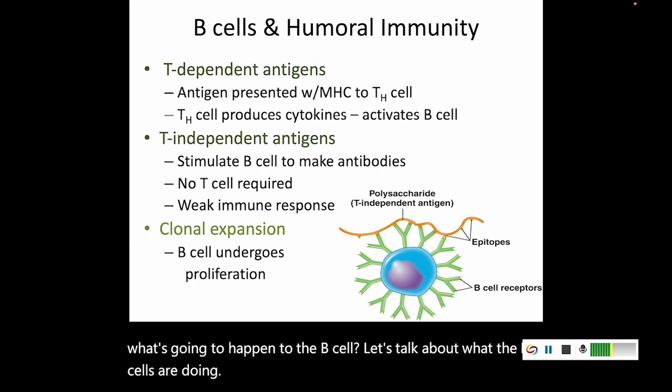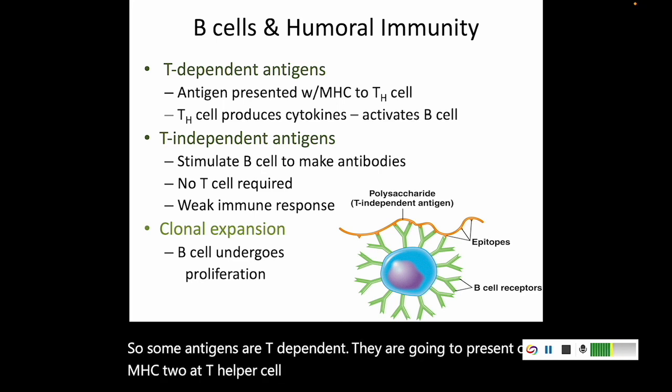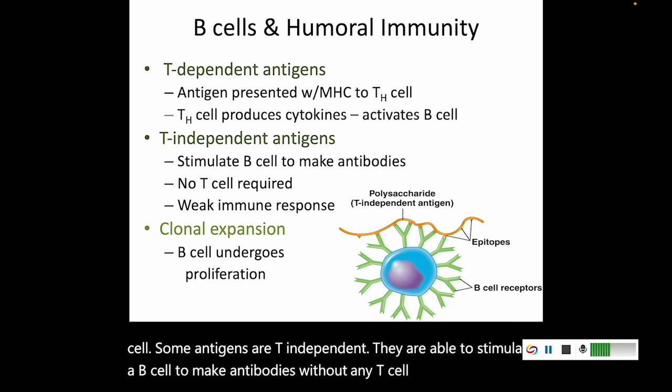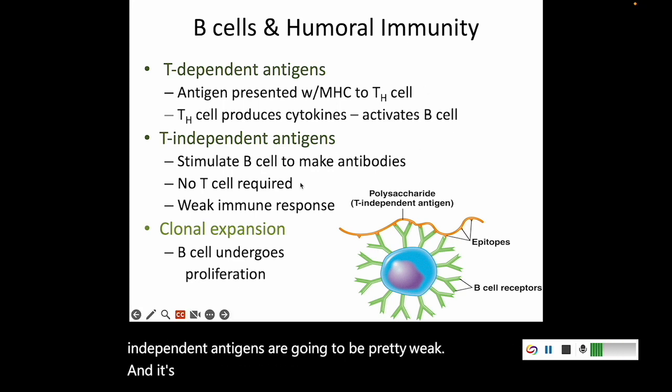So some antigens are T dependent. They're going to present on MHC to a T helper cell and require a T helper cell to activate a B cell. Some antigens are T independent. They are able to stimulate a B cell to make antibodies without any T cell required. T independent antigens are going to be pretty weak, and it's really just a big old pathogen interacts with antibodies, activates a B cell.